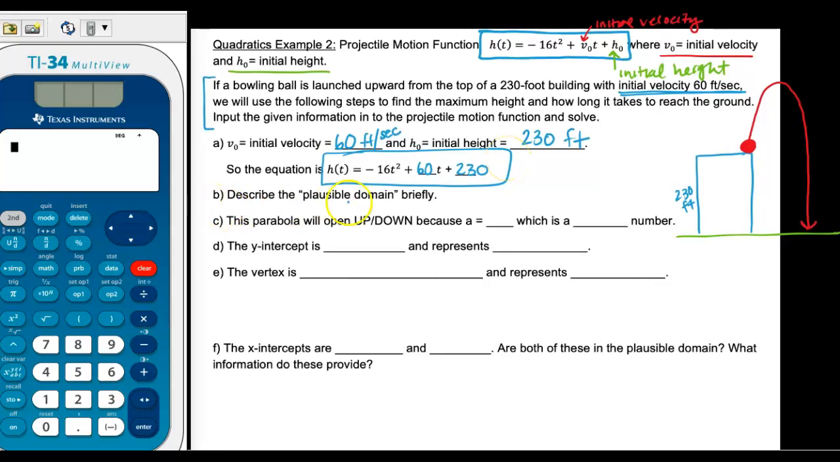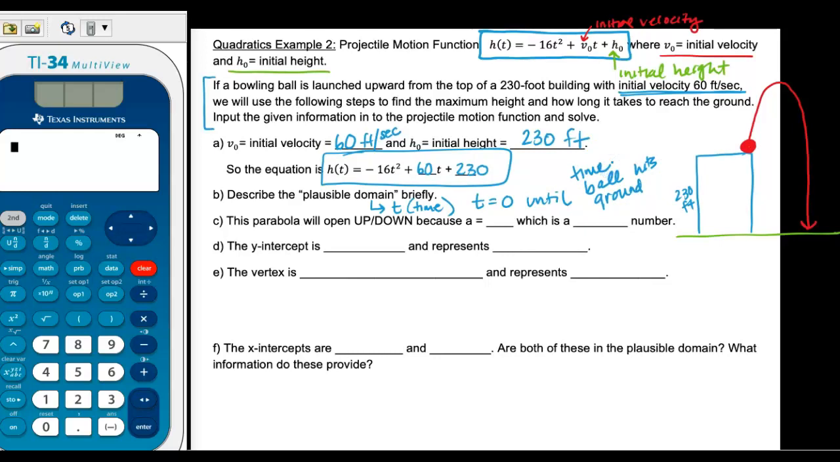So part B asks, describe the plausible domain. Plausible means makes sense or reasonable. Domain, remember, is usually x, or the independent variable. In our case, it's t, which is time. So if time is starting when the ball is being released or projected into the air, I think we have to ask ourselves, well, what numbers make sense for t? Well, it makes sense to look at when t is 0, when time has started and the ball is just sitting there, until the time when the ball hits the ground.